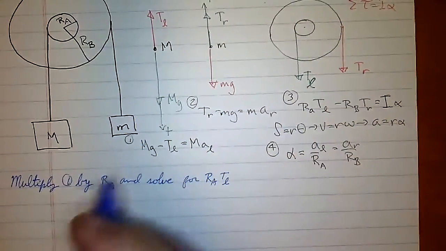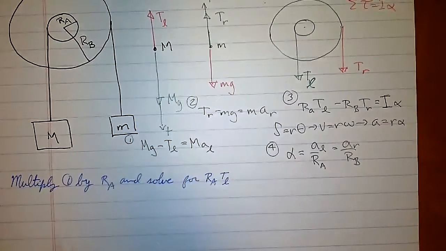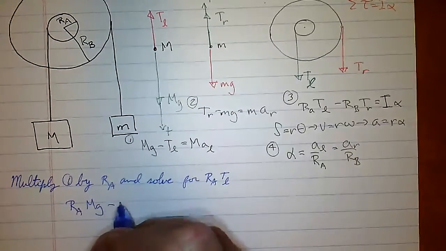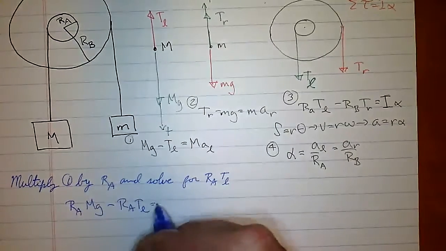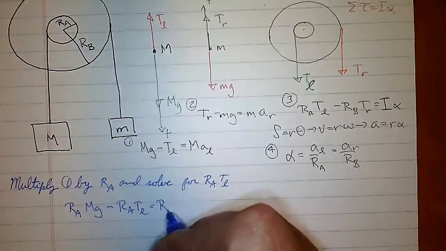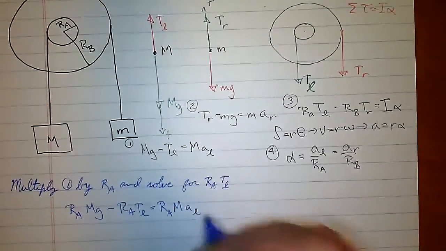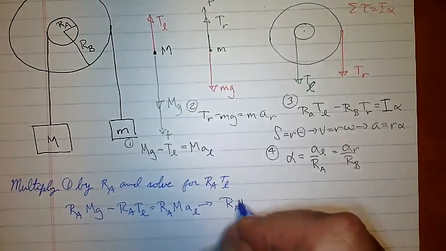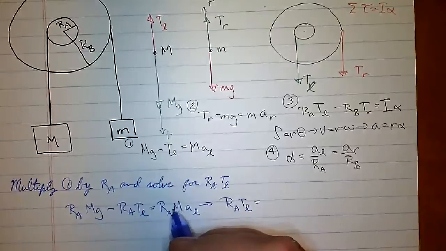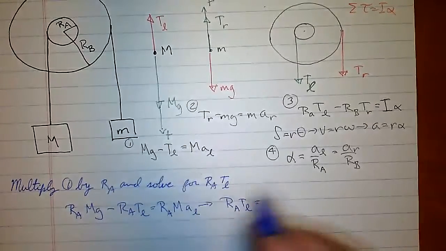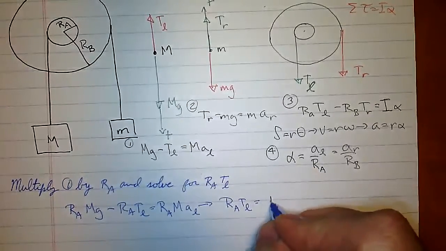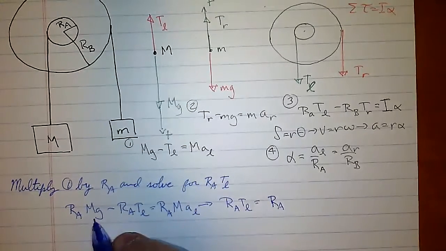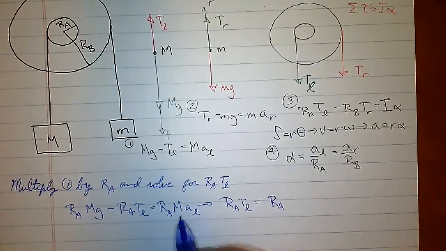and I can do the same thing with the other equation. So first off, I'll multiply equation 1 and I'll get RA MG minus RA TL is equal to RA times M times A sub L. And then of course, now I can solve for RA TL. So I'm going to say RA TL, if I pull it to this side, it's going to become positive, and then this will become negative over there. So I'm going to say RA times G times M over here, and then RA times M as well.